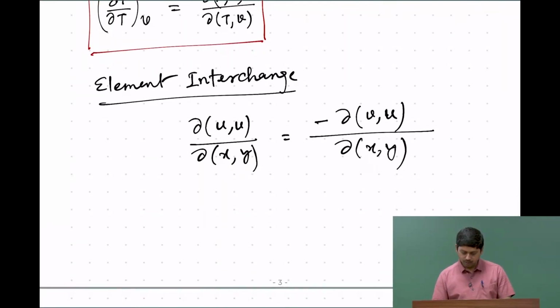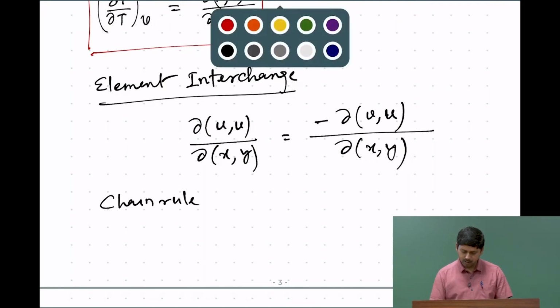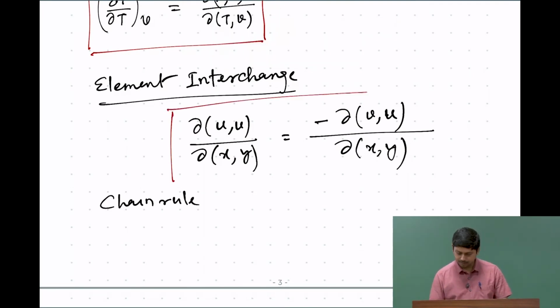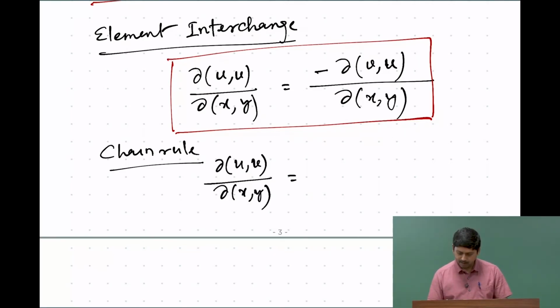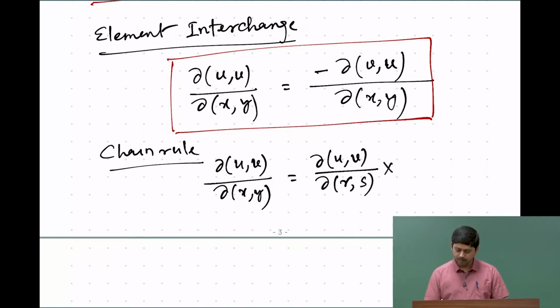So, now we are going to use the chain rule. Okay, so, I will just border it. I am going to use the chain rule now. The chain rule says that del u v by del x y can be written as del u v by del r s, a new variable pair, multiplied by del r s by del x y.